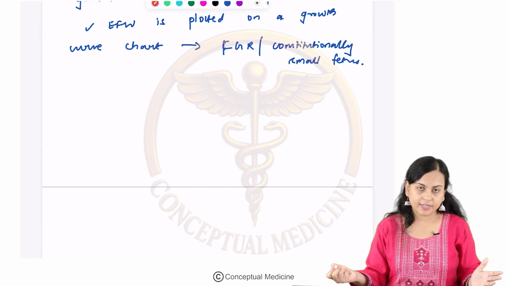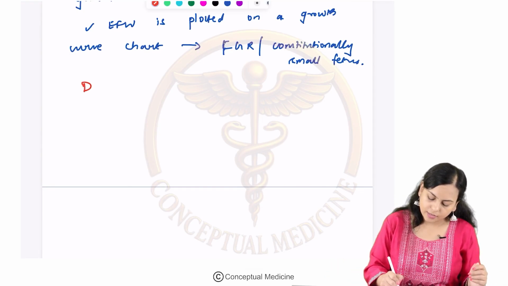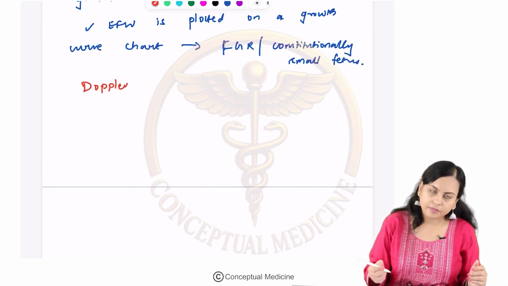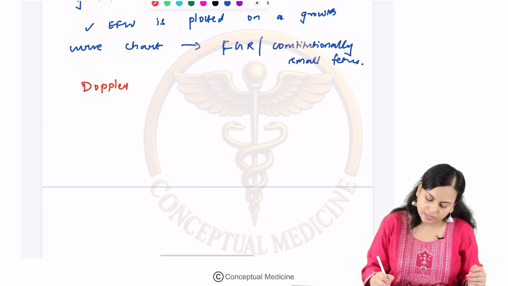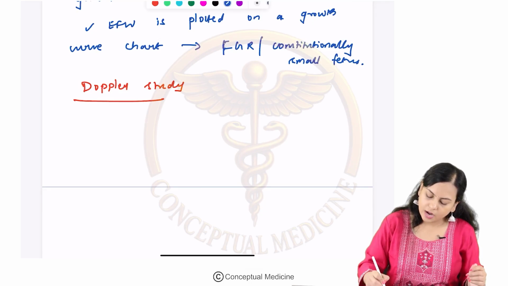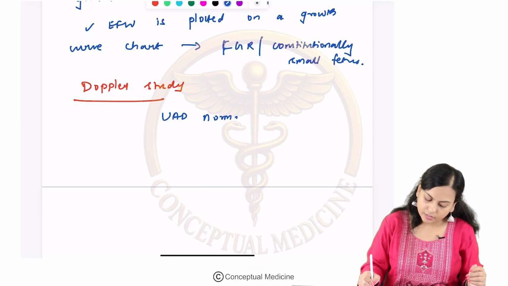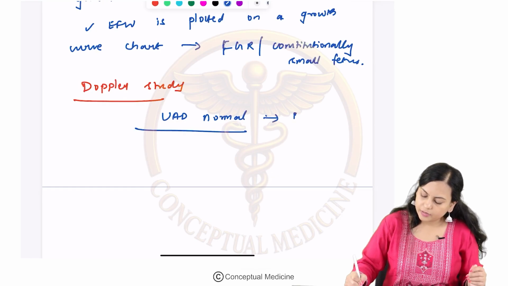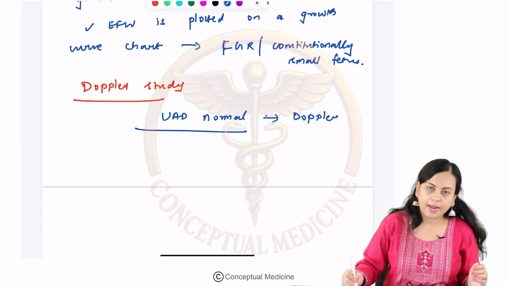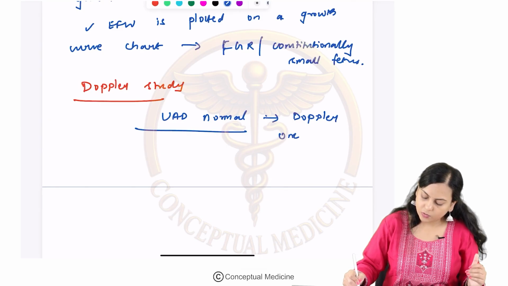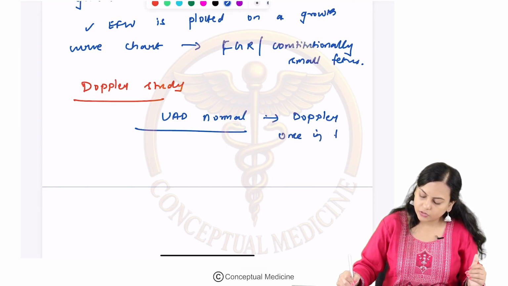You will definitely be doing a Doppler study, because we have discussed so many changes with the vessels, right? So for the Doppler study, when umbilical artery Doppler is normal, then Doppler should be planned at least once in 2 weeks.